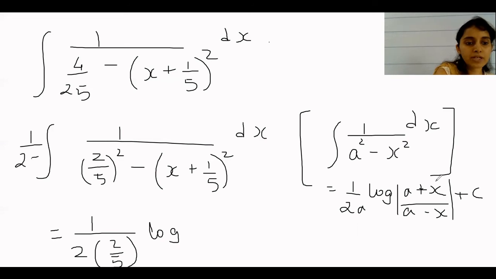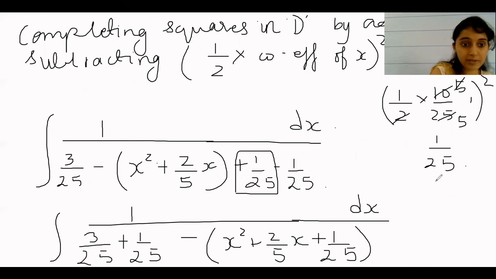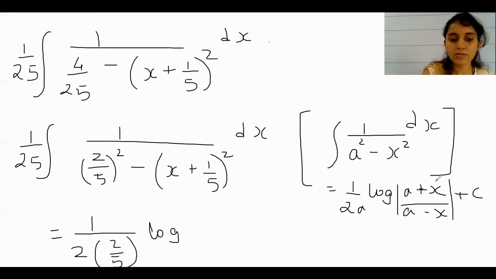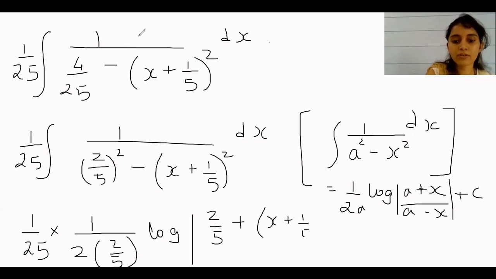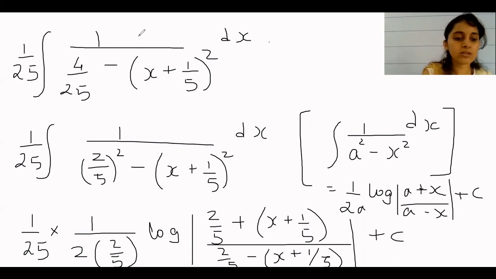Also 1 upon 25 is already present, which we forgot to write here. So the final answer will be 1 upon 25 into 1 upon 2a log of a, that is 2 by 5, plus x, that is x plus 1 upon 5, divided by 2 by 5 minus x plus 1 upon 5, plus c.